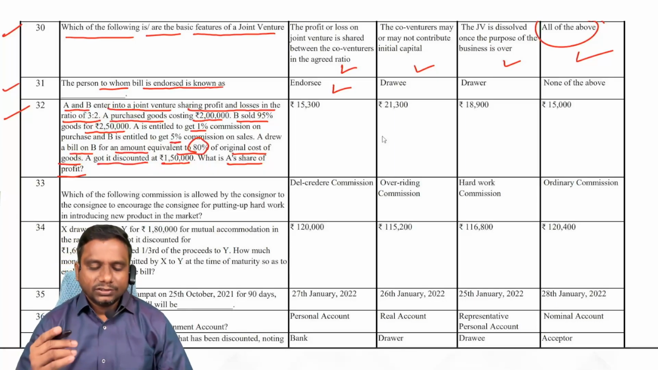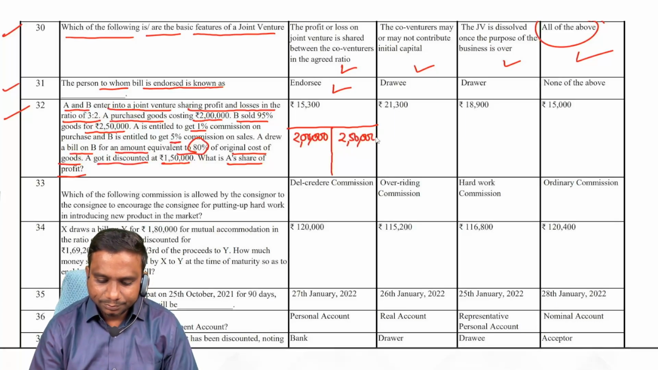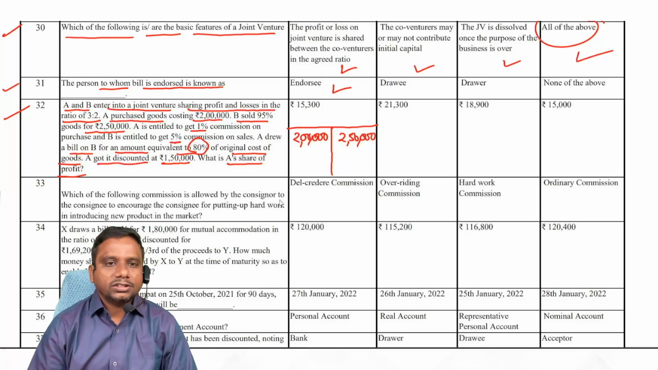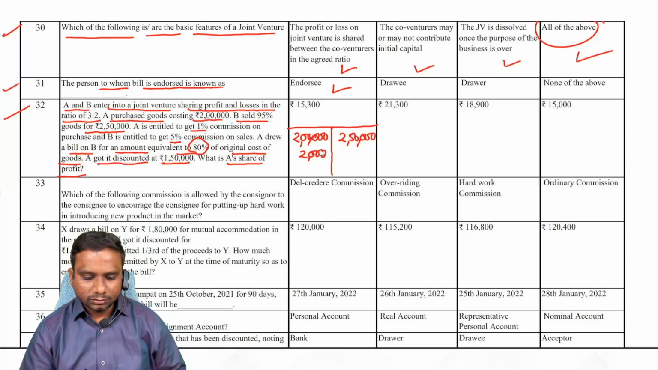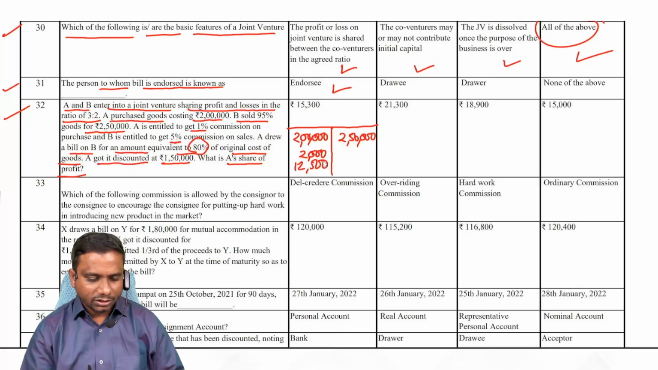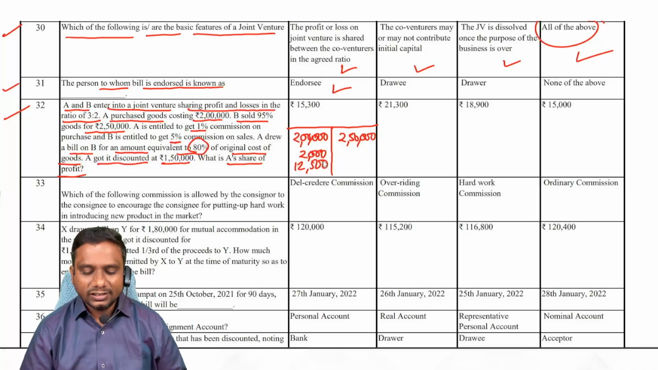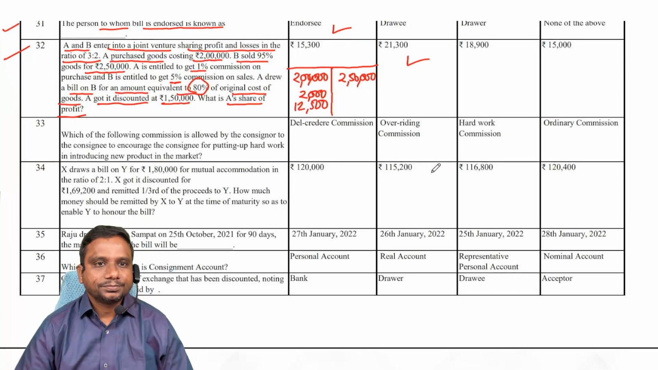Observe, students. Here we prepare a small joint venture account. Goods purchased become the cost, and he sold goods for 2.5 lakh. A is entitled to get 1% commission on purchase. The purchase value is 2 lakhs, so 2,000 is the commission. B is entitled to get 5% commission on sales. Sales are 2,50,000 into 5%, which is 12,500. The remaining we will not consider in this joint venture account. So 2.5 lakh minus 2 lakhs minus 2,000 minus 12,500 gives 35,500 as the profit. On that, 3 by 5 is A's share, so A will get a total of 21,300, students. So option B is correct. Next one.